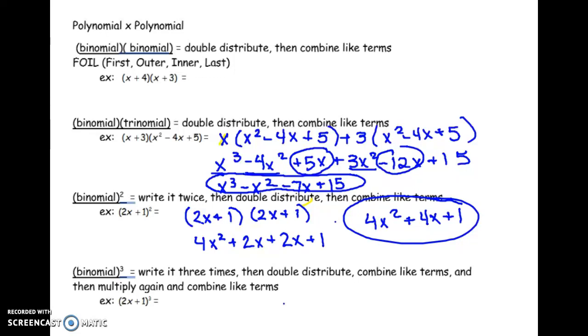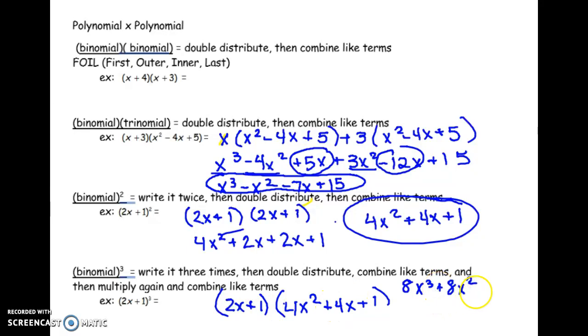We did 2x plus 1 times 2x plus 1, and we got 4x squared plus 4x plus 1, and then we're multiplying it again by 2x plus 1. So all I did here was I knew that 2x plus 1 squared is 4x squared plus 4x plus 1. Now I'm going to double distribute again, and when I do that, I'll get 8x to the third. 2x times 4x is going to be 8x squared, and then we have a plus 2x. And then we multiply by 1.